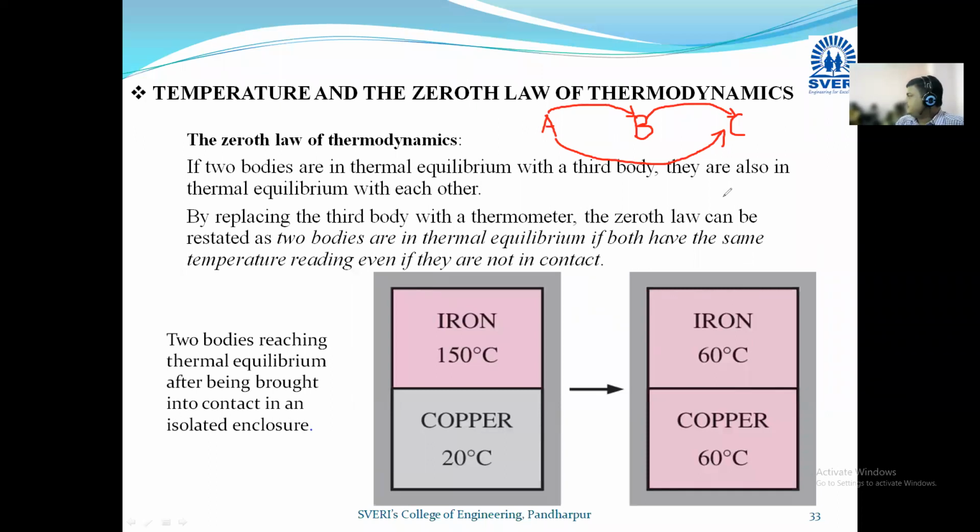They have given one example. What is the example? Just to see. This is one kind of isolated system in which 2 bodies are kept. One body is made up with the iron and it has temperature of 150 degrees centigrade. Second body is of copper, which has a temperature of 20 degrees centigrade.